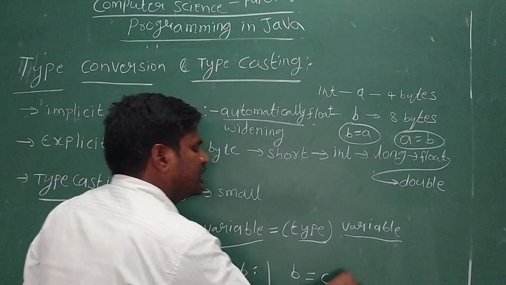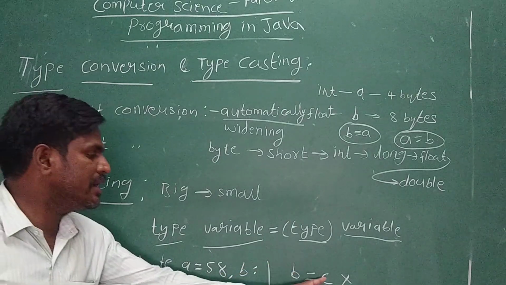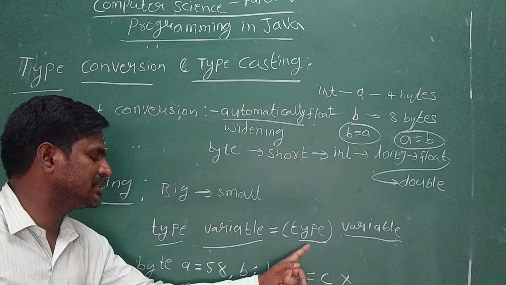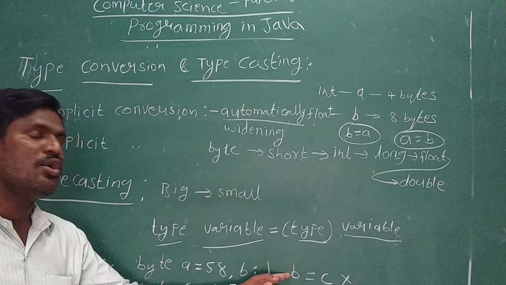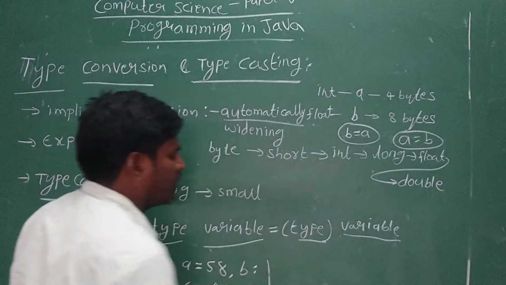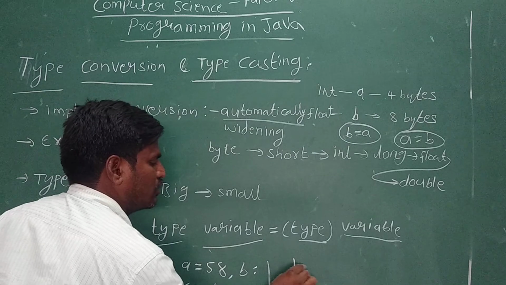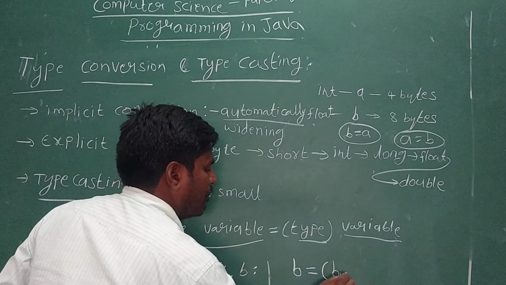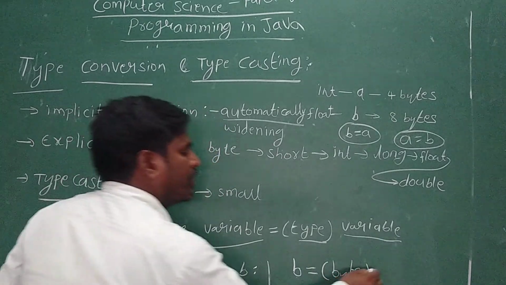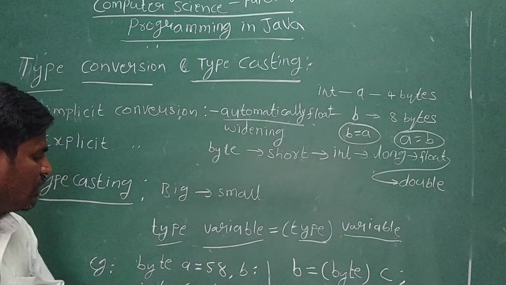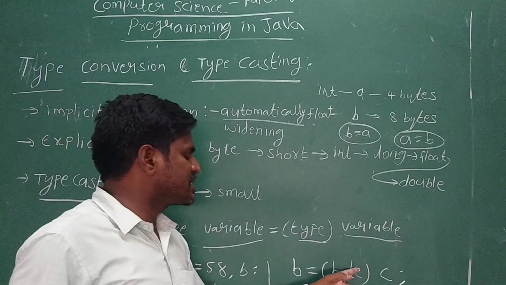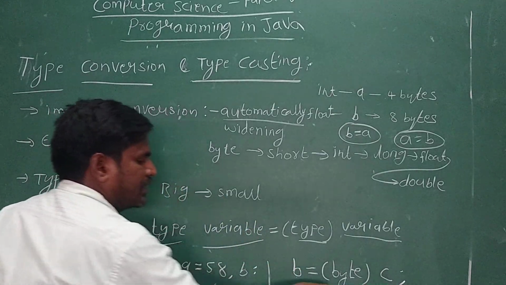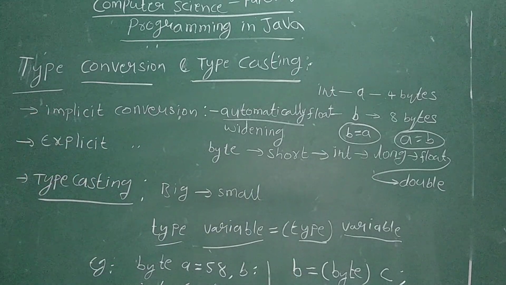So automatically this is a syntax error, because what is B? Byte. What is C? Int. So int is 4 bytes, C is 4 bytes, B allocates only 1 byte. So at that time we have to convert like this. B is equal to, by data type we have to give here byte, then variable C. Now the variable C, what is the value of C? 46 is converted and assigned to B. So this is called typecasting.